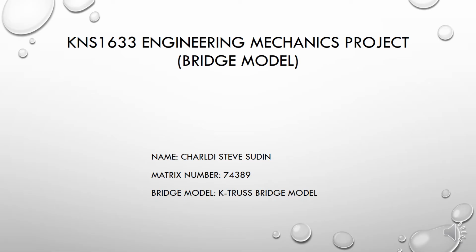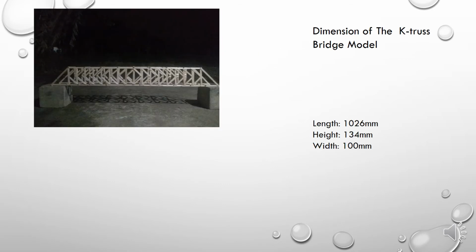Okay, my name is Chaldi Sudin, metric number 74389, and the bridge model that I built is the K-Truss bridge model. Okay, this is my bridge, and the dimension of the bridge model is 1026 mm for length, a height of 134 mm, and a width of 100 mm.